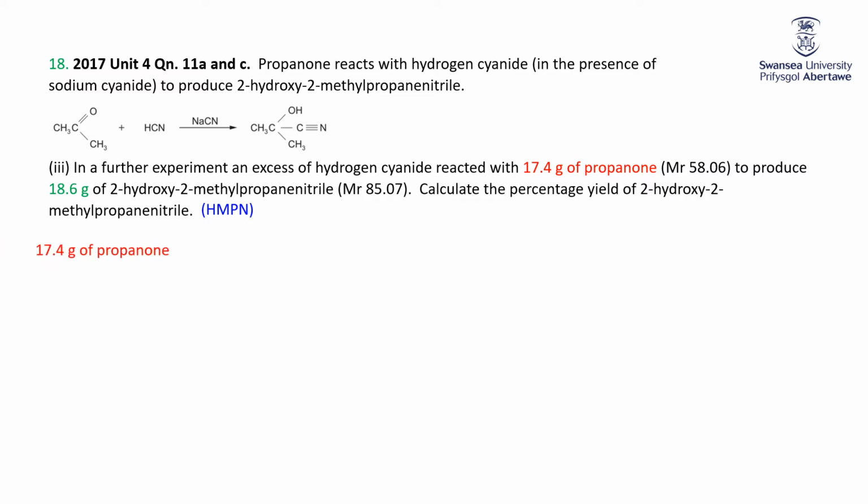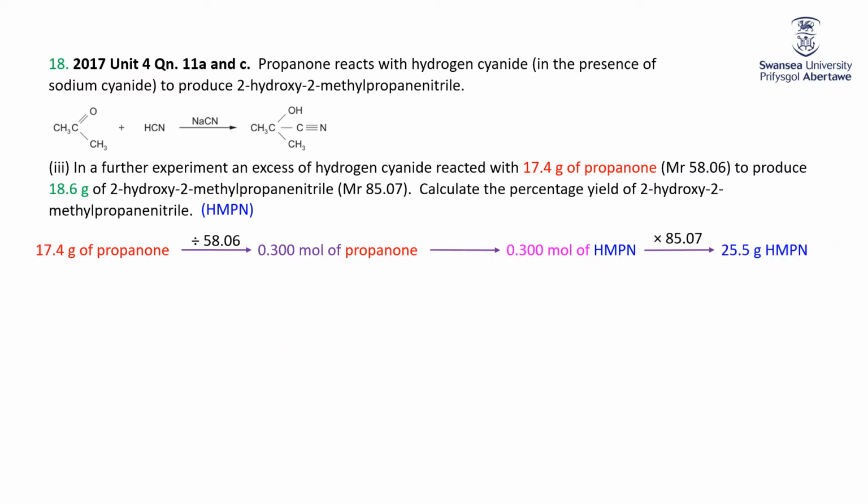Well, when we got 17.4 grams of propanone, first thing you always got to do is convert it to moles, which we do by dividing by the molar mass. Then we look at the reaction and we see that 1 propanone gives us 1 HMPN. So therefore the 0.3 moles of propanone should give us 0.3 moles of HMPN. Multiply that by 85.07, the molar mass, to get the expected 25.5 grams of HMPN.